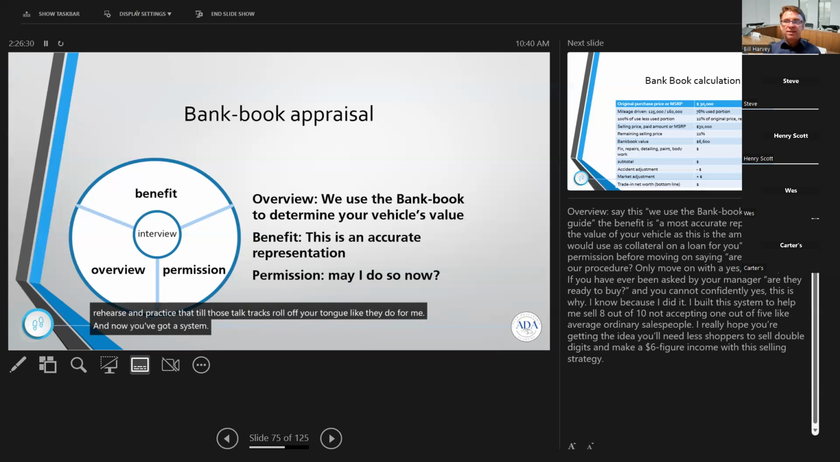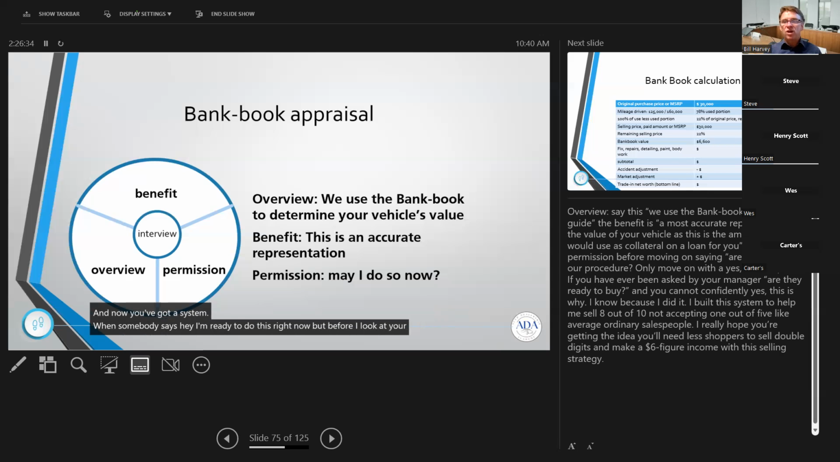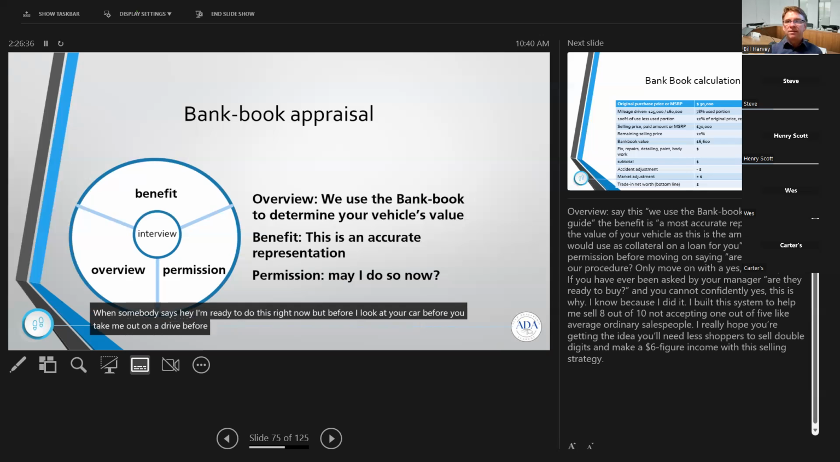When somebody says, hey, I'm ready to do this right now, but before I look at your car, before you take me out on a drive, before I need to know anything, what's my car worth? Okay. Fill in your paper or electronic system, ask the necessary questions, and then overview, benefit, permission, selling strategy. At this step, if I get you a Bank Book appraisal, are you good with that? How do they say no? They want an appraisal.